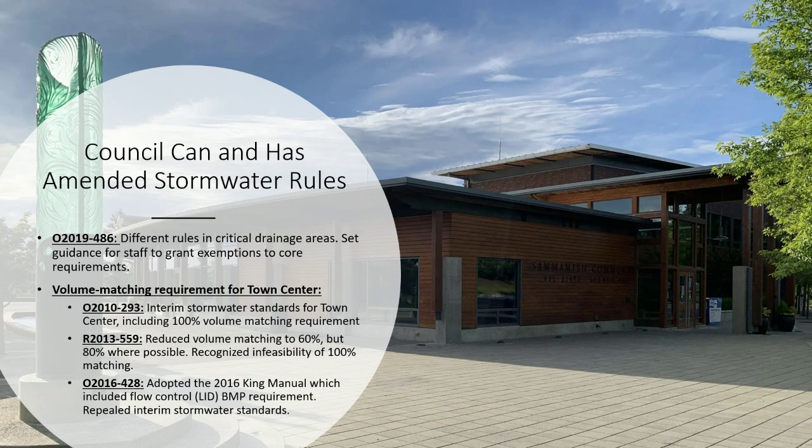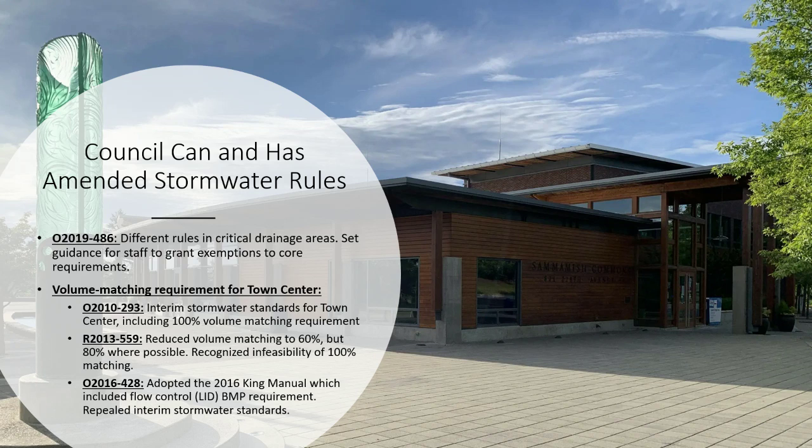City Council can amend stormwater rules and has amended stormwater rules multiple times in the past. City Council has already adopted different rules in critical drainage areas in 2019, as I noted before. The 2019 code amendments also set guidance for staff to grant exemptions to core requirements. Another example of council-adopted stormwater rules is the volume matching requirement for town center.